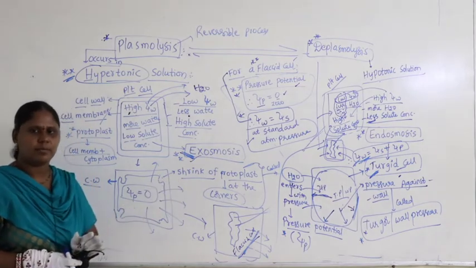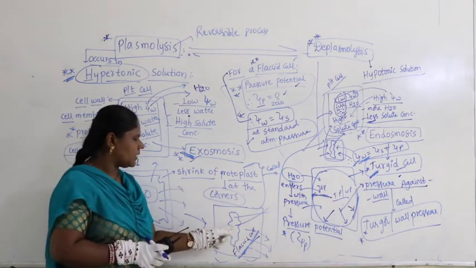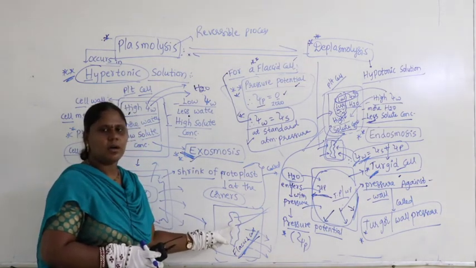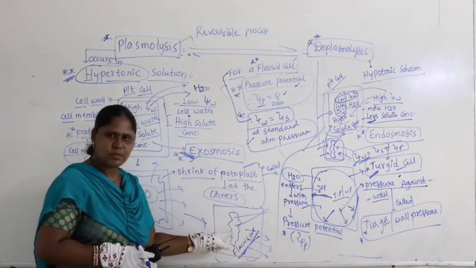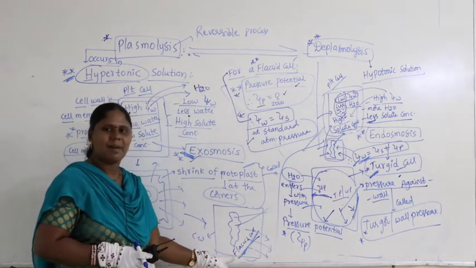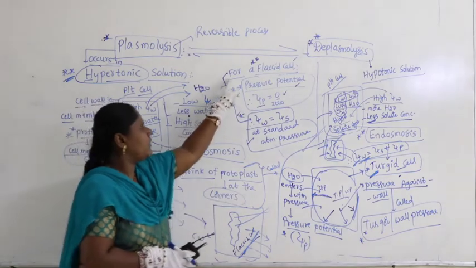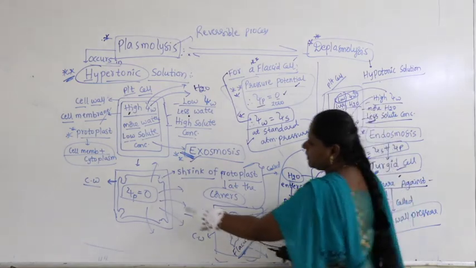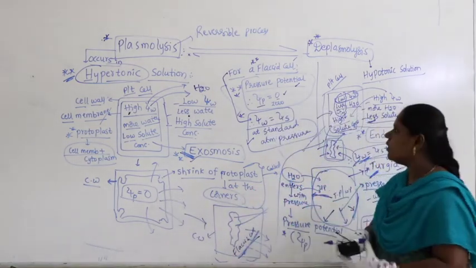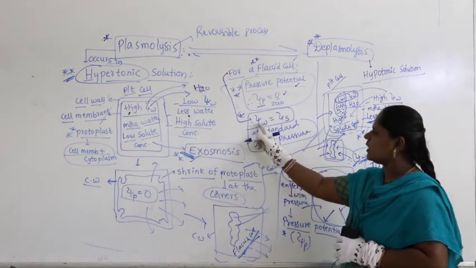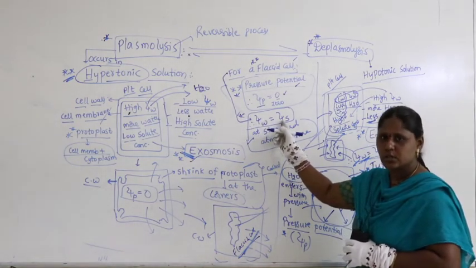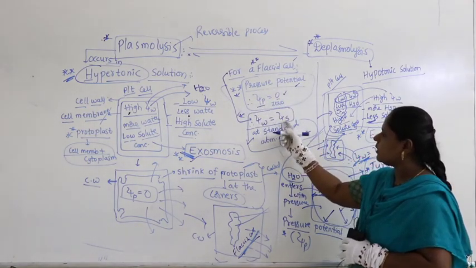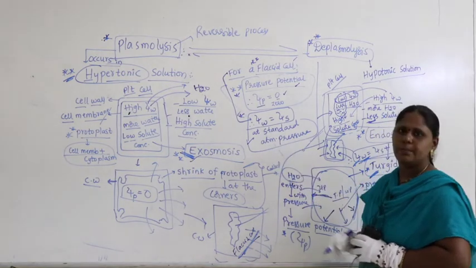If you wait for some more time, the cell protoplast totally loses water and complete shrinking occurs. This is called complete shrinking of the protoplast, or plasmolyzed cell, or a flaccid cell. For a flaccid cell, pressure potential is zero, because here pressure is not applied. Pressure potential slowly becomes zero. That is the reason we can take water potential exactly as solute potential. So for a flaccid cell, pressure potential is zero, and water potential becomes solute potential at standard atmospheric pressure.